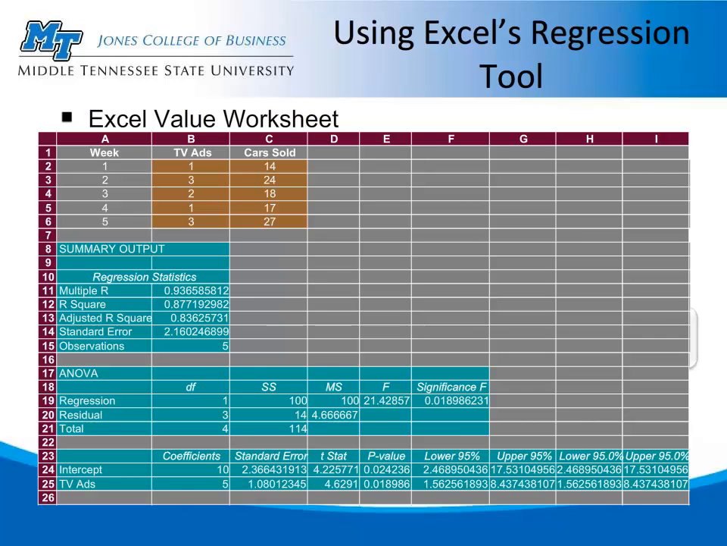As a result of the regression on the data up at the top, you get the summary output that starts in A8. It's basically broken up into three parts. The top portion, which starts in row 10, are the regression statistics. The middle portion is an analysis of variance table that starts in row 17. And then the third portion, which begins in row 23, gives you the coefficient information. I just refer to this as the coefficients table.